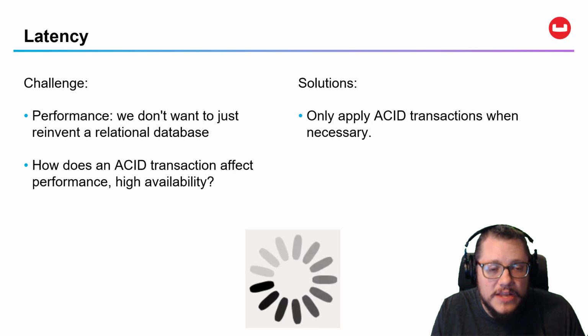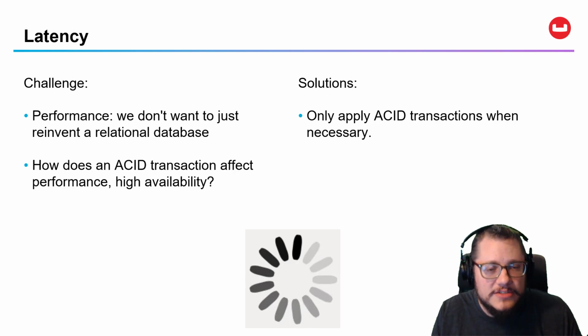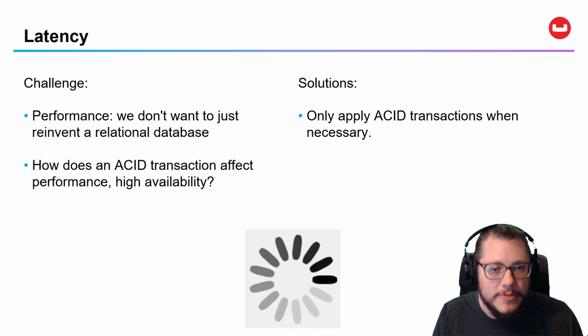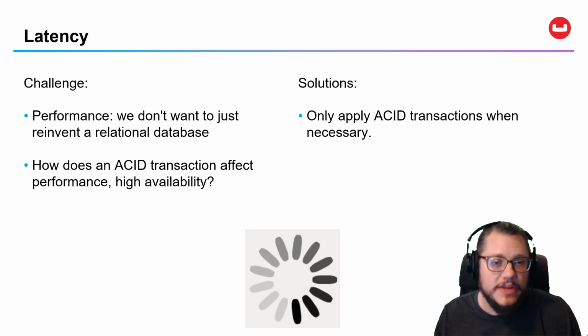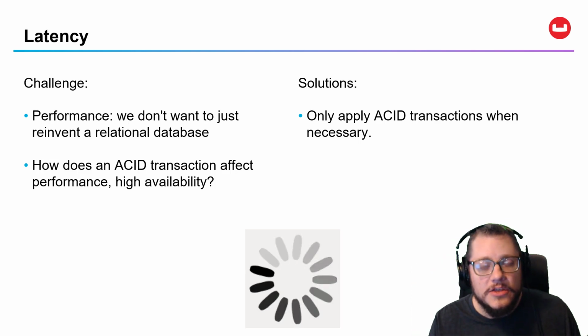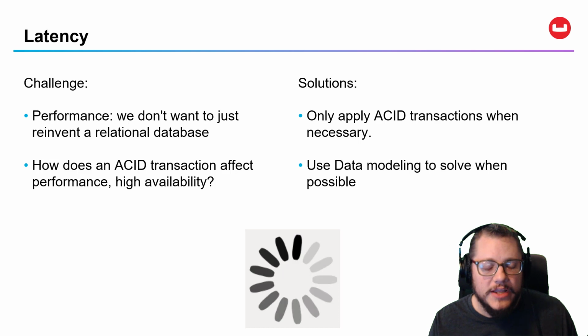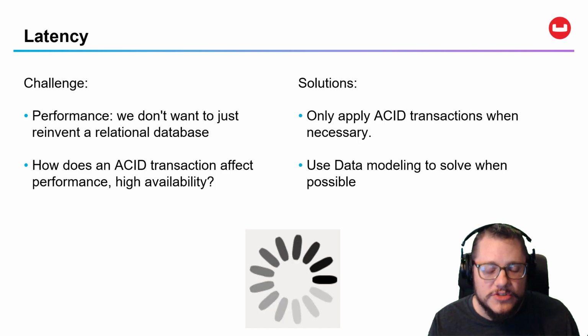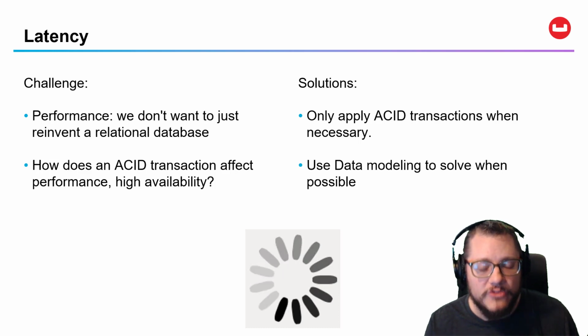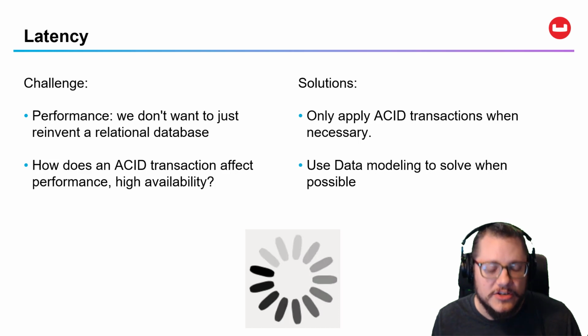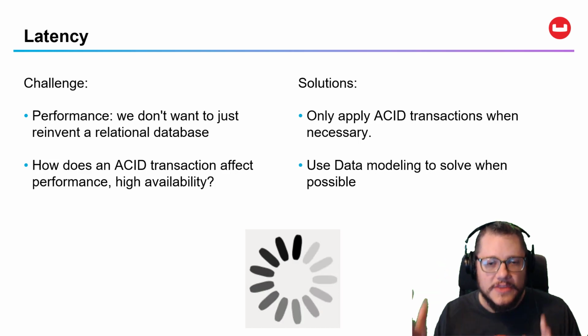And basically, we need to know how much is the overhead. How does an ACID transaction affect performance and high availability? And so again, the solution is kind of education. Use modeling with the aggregate-oriented approach, with the aggregate roots, as much as possible to solve this, instead of immediately reaching for a transaction. So a transaction should be sort of like the second tier.